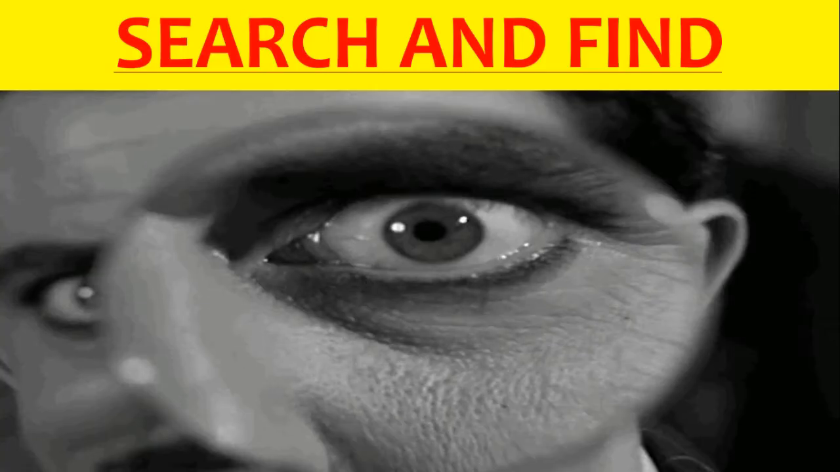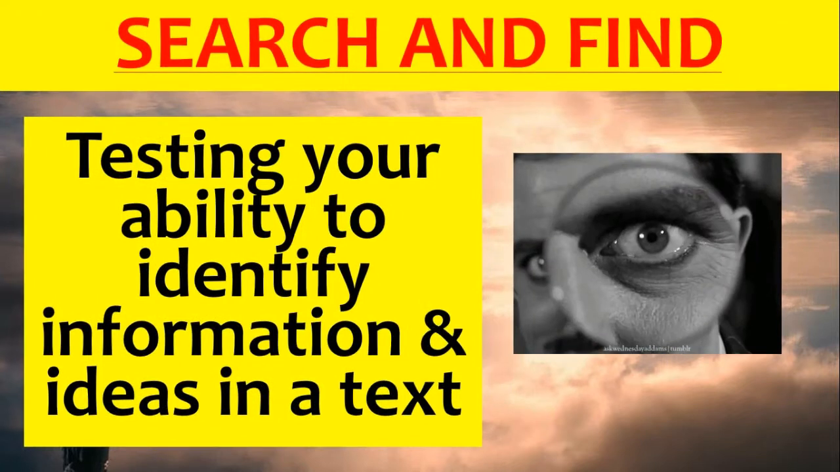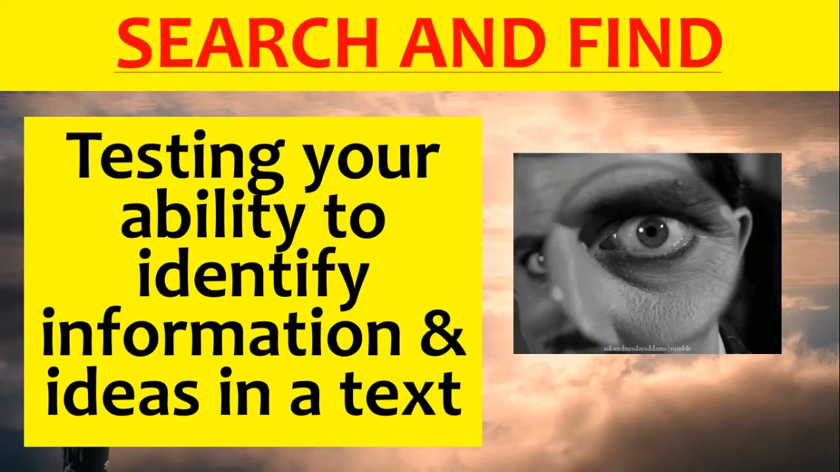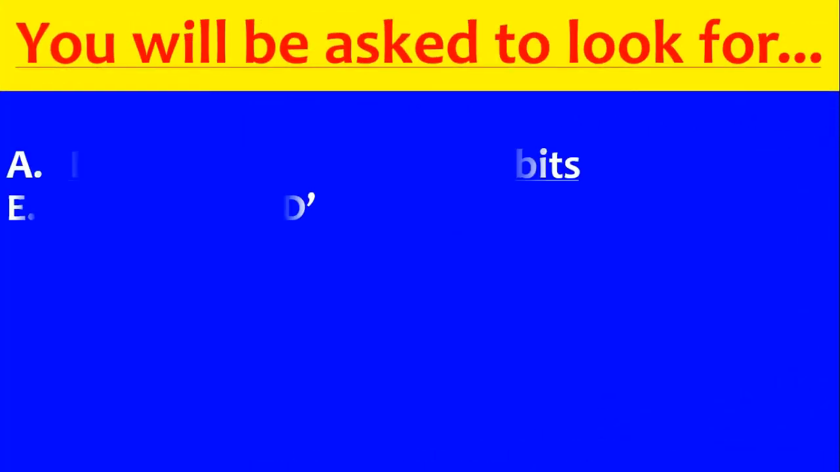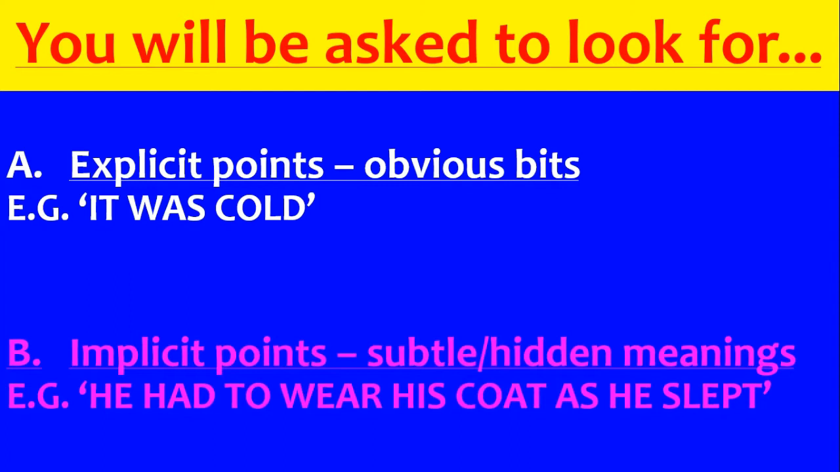Like I said, this question is basically searching and finding information. So it's testing your ability to identify information and ideas in a text, explicit and implicit. You'll be asked to look for explicit points. So this is basically the obvious bits, like "it was cold". These are just facts or things that we can easily find that are really simple. And we're also going to be looking for implicit points.